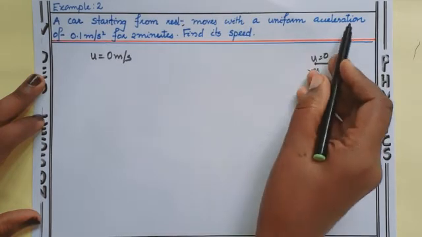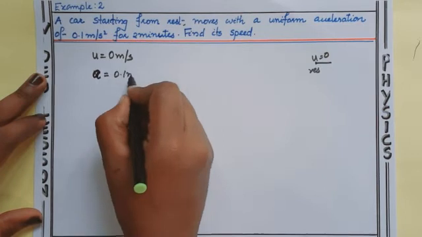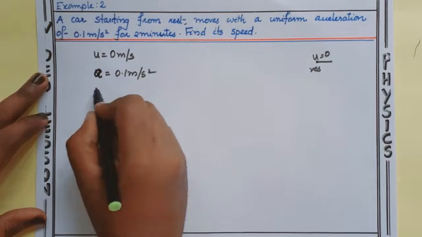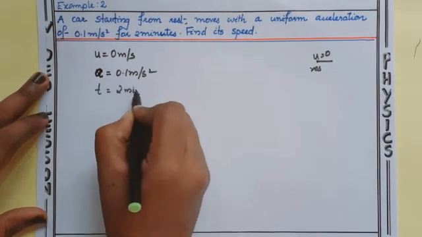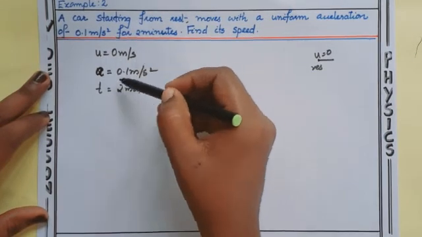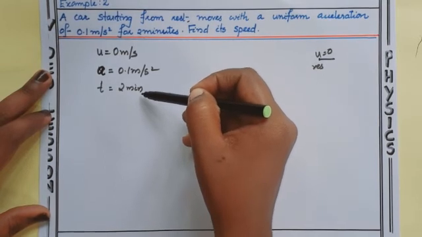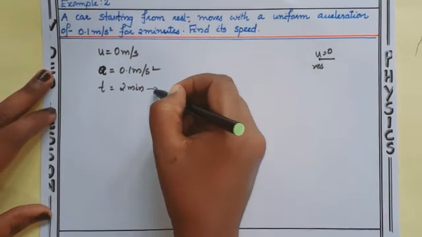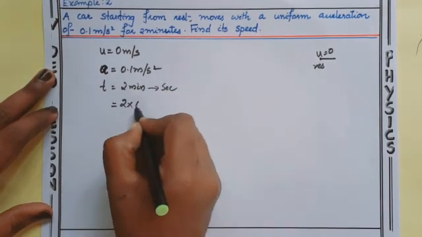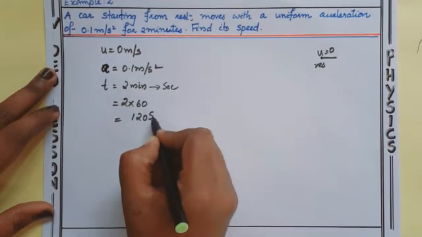It moves with a uniform acceleration of 0.1 meter per second square. Acceleration is 0.1 meter per second square, and time is equal to 2 minutes. Here 0 meter per second and 0.1 meter per second square are in SI unit, but minutes is a smaller unit, so we have to convert this into seconds. Minutes into seconds: 2 into 60 gives 120 seconds.